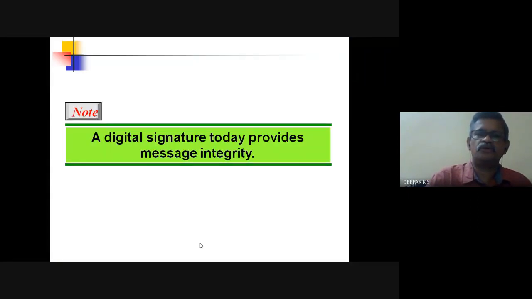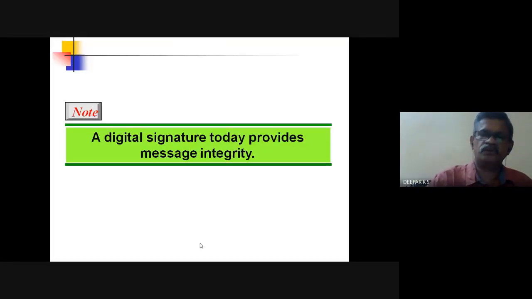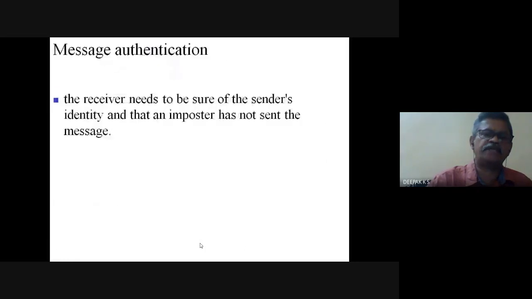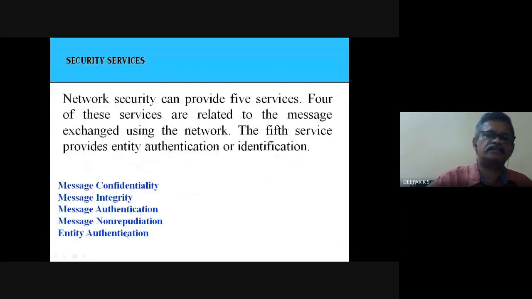It also provides integrity and authentication. Integrity means the data must not change. Authenticity means the sender is confirmed. There are two more aspects which I didn't include here, so we will consider them in the next class.